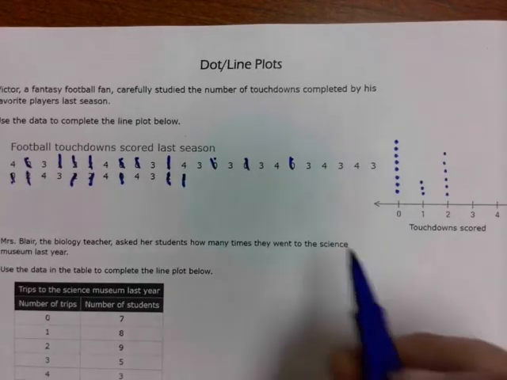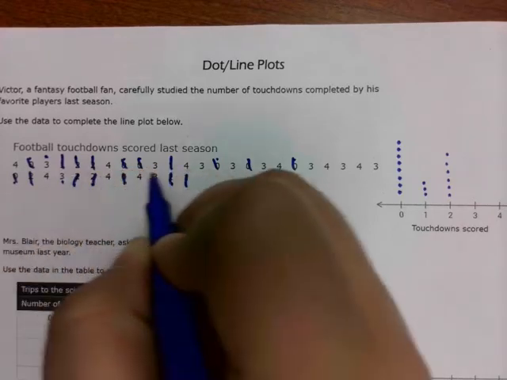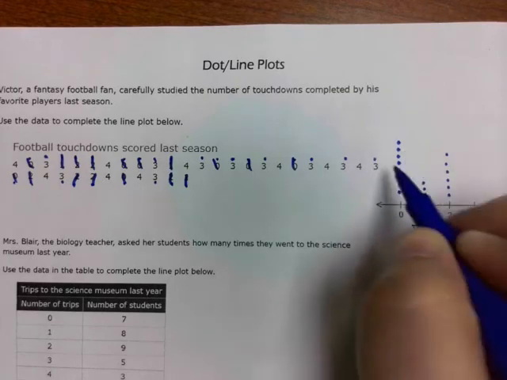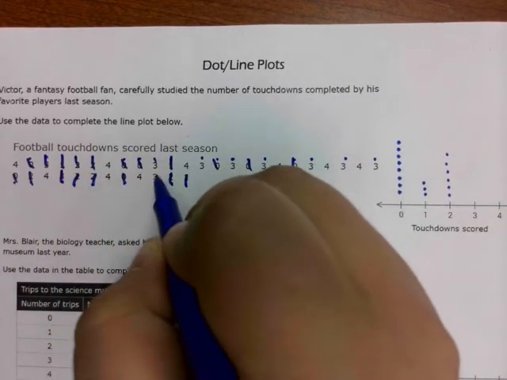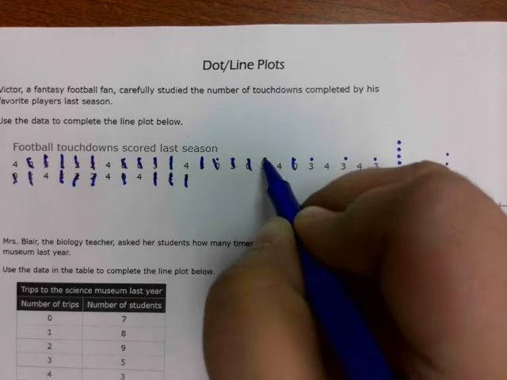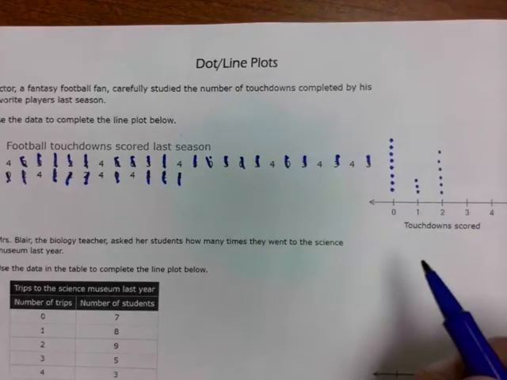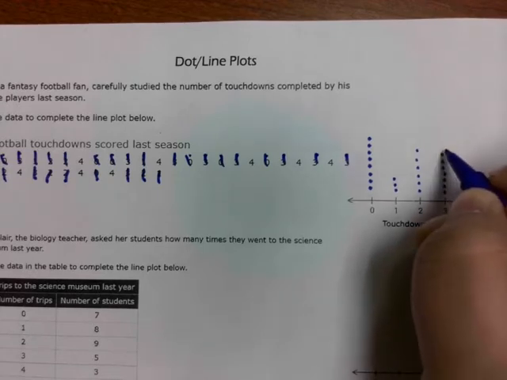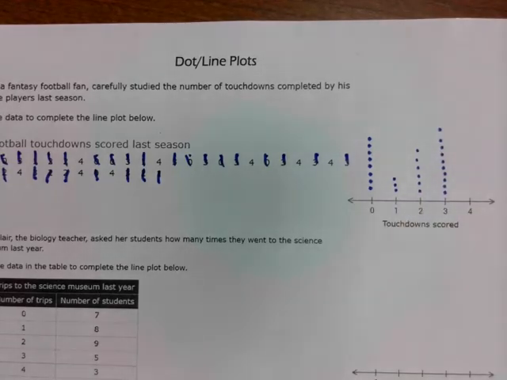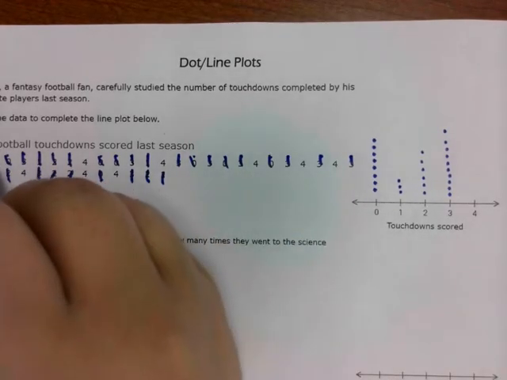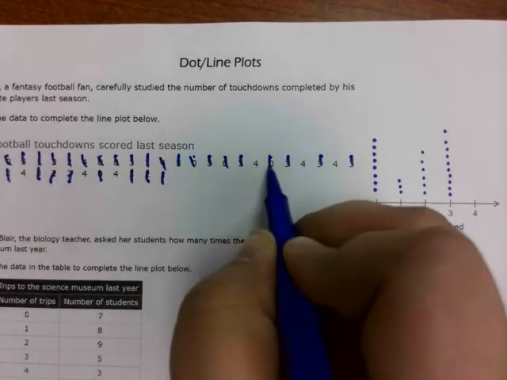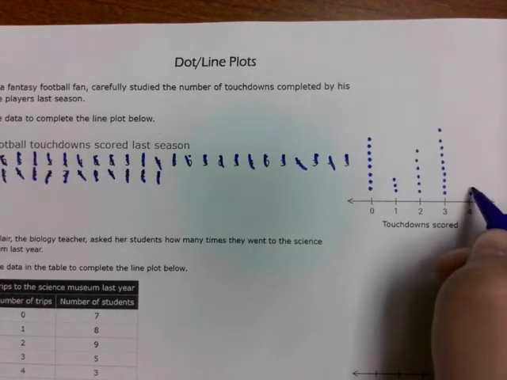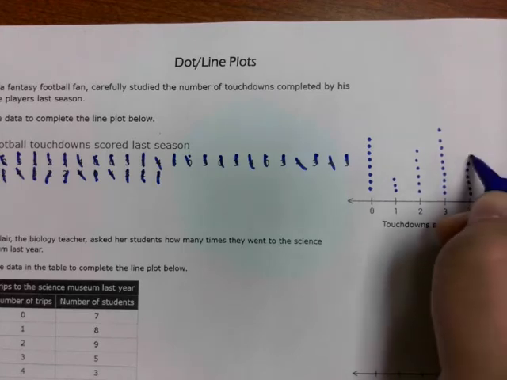And then 3 and 4. So 3: 1, 2, 3, 4, 5, 6, 7, 8, 9, and 10. That's a lot. So we put 10 dots. All right, and then number 4 is the last one: 1, 2, 3, 4, 5, 6, 7, 8, and 9. So 9 dots.